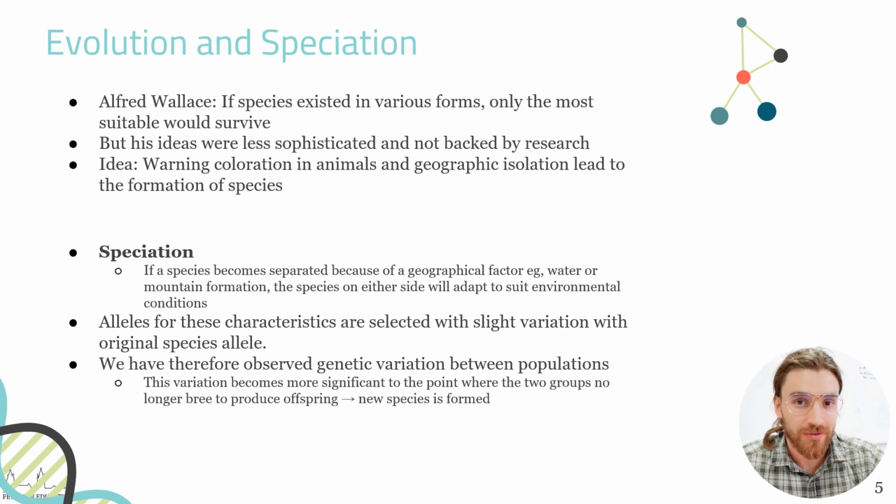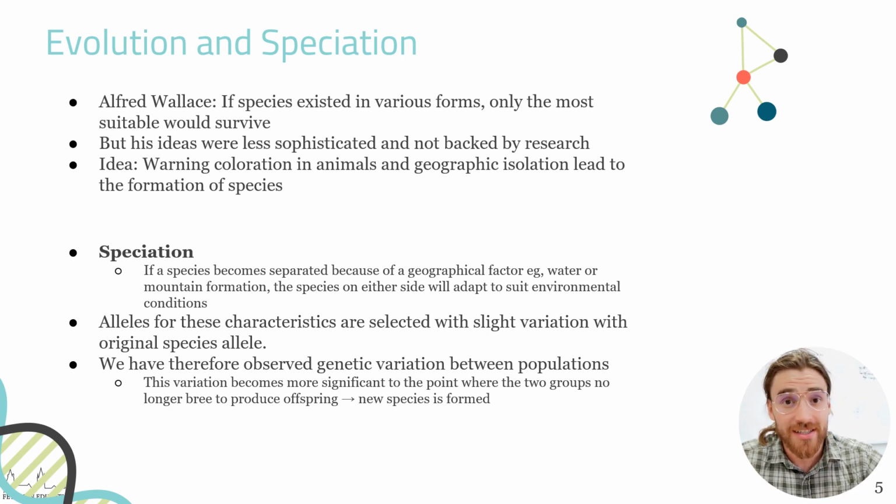So it's important to also realize that there was another man called Alfred Wallace. He believed that if species existed in various forms, only the suitable would survive, which is sort of right, but he lacked research evidence, and Darwin had more. Darwin also published his book first. So he and Alfred Wallace had pretty similar ideas. It's just Darwin published first and got all the credit and fame for it. I think Darwin and Alfred Wallace actually exchanged letters and worked not together, but shared information with one another.